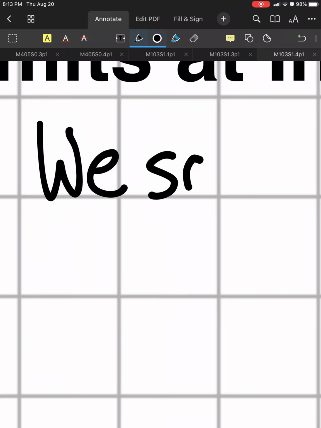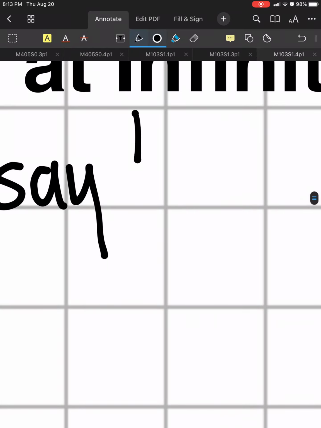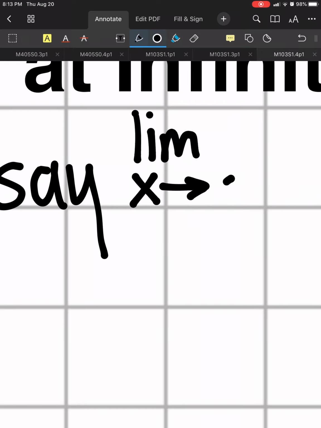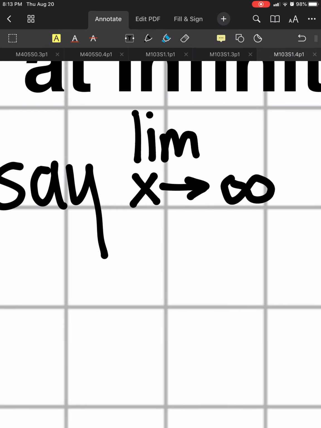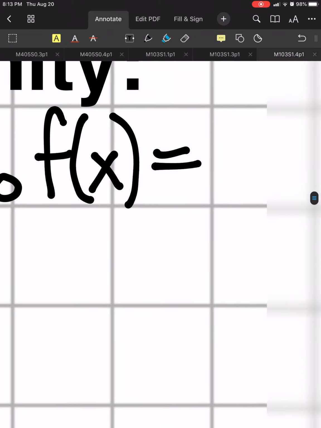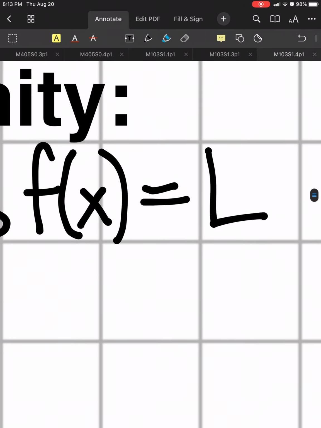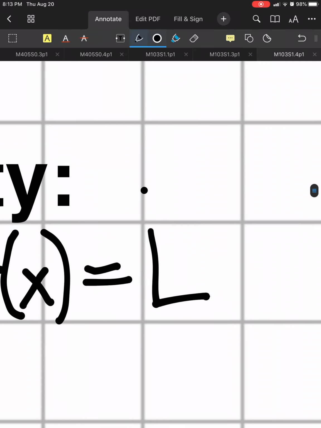So we say the limit as x goes to infinity of f of x equals, I'm going to put an L here, but that's just a number, right? So that you don't have to worry about what L is. It's just some number.